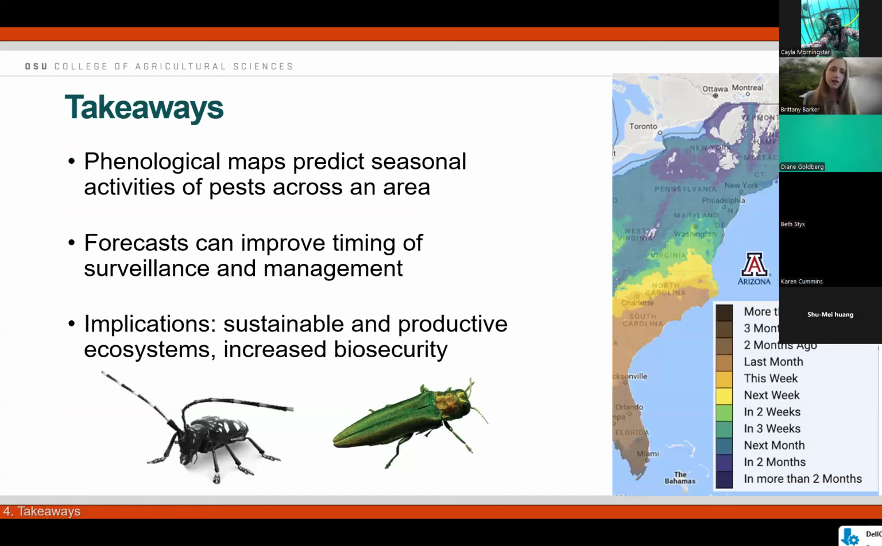I hope I showed you or demonstrated how phenological maps can be used to predict seasonal activities of pests across an area that you're interested in. The forecast can hopefully improve the timing of your surveillance and management activities. And the implication of this improved timing, this increased effectiveness, is that you'll have more sustainable and productive ecosystems, greater agricultural production, more sustainable food supply, and overall increased biosecurity in general.